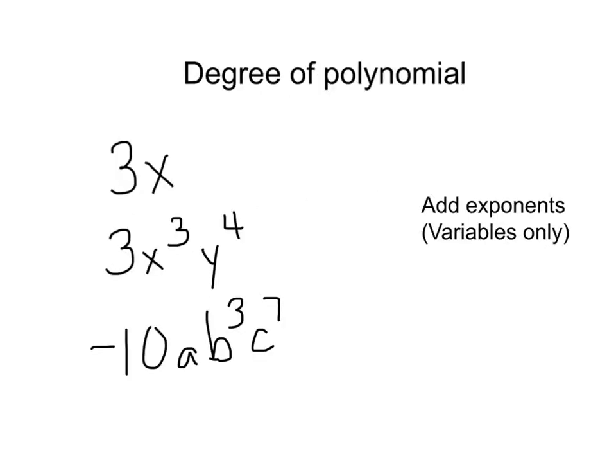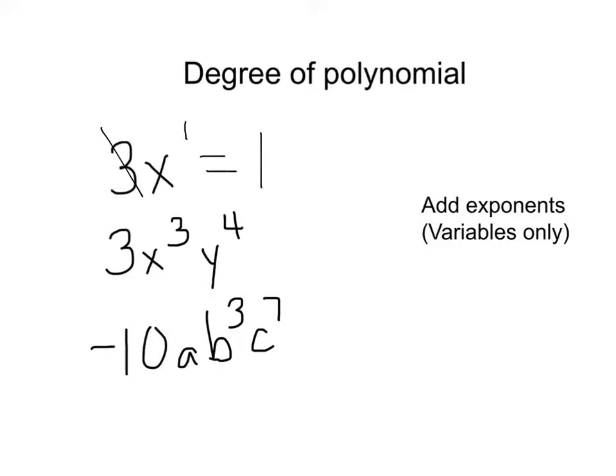Okay, so for the degree of a polynomial, we're going to take and add the exponents of our variables only. So for our first one, we have 3x. And our 3, it's not a variable, so we're not going to do anything with the 3. And remember, if the x doesn't have an exponent written up there, we're going to write a 1. So the sum of our exponents is just 1 for this one.